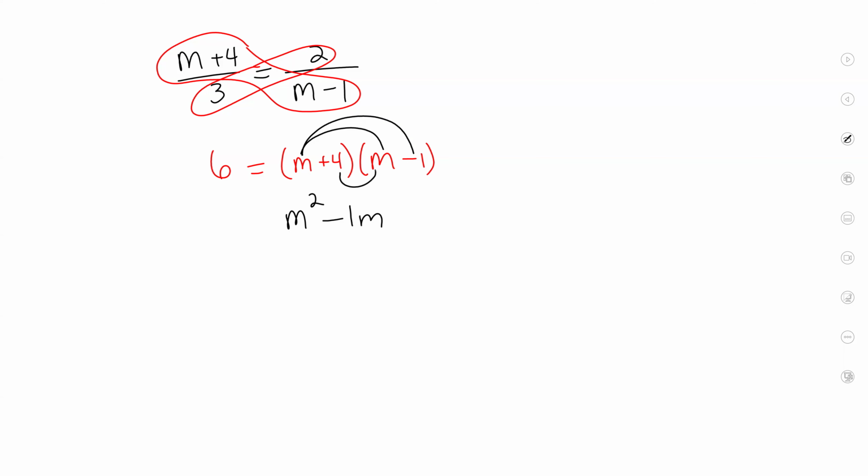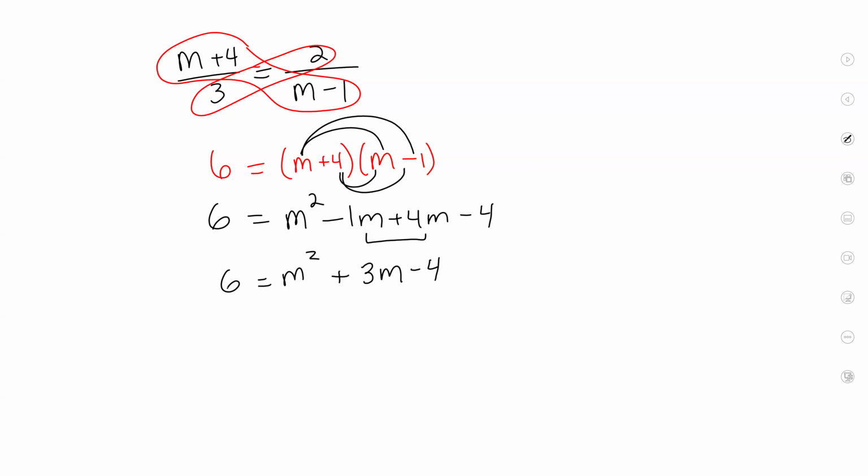Four times m is 4m. 4 times -1 is -4. I'll bring down this 6. Okay, notice that these both have m's. What's -1 plus 4? 3, so this will be 3m. Everything else will just come down.